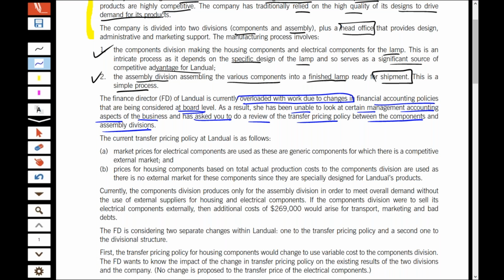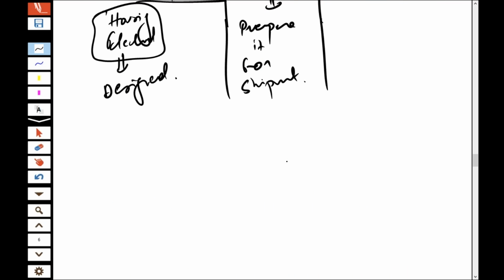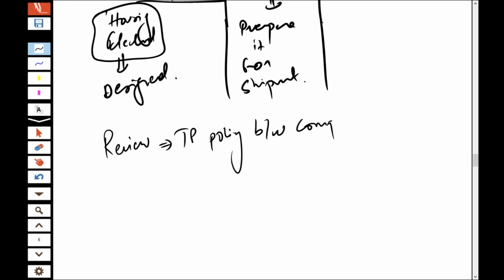So she has been unable to look at certain management accounting aspects of the business and has asked you to do a review of the transfer pricing policy between the components and assembly division. So what we need to do is review the task that has been provided to us: we have to review the transfer pricing policy between the component and assembly division.